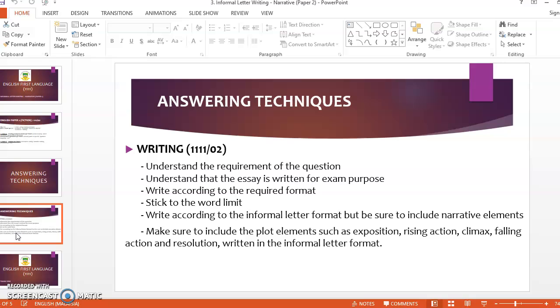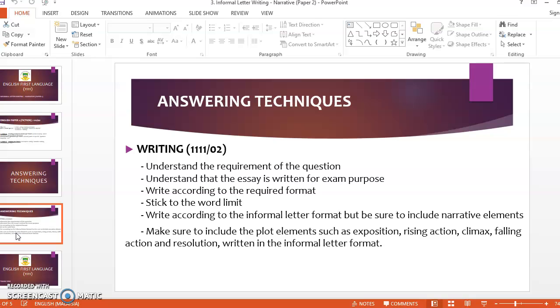Now, how to incorporate narrative writing? We need to write according to the informal letter format, but we need to be sure to include narrative elements in our informal letter writing to get marks, because the content will be based on narrative, but the format will be based on informal letter. If we fail to include narrative elements in our informal letter writing, then in this specific question, we're going to lose our content mark. So make sure to include the plot elements such as exposition, rising action, climax, falling action, and resolution in our informal letter writing, written in that specific format itself.